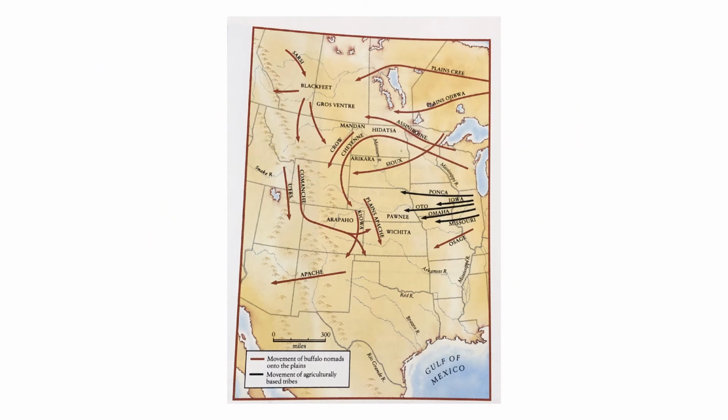Now, the ones with the black arrows, the Ponca, Iowa, Oto, Omaha, and Missouri, are the ones that came from the Missouri and Illinois area, closer to the Mississippi River, out onto the eastern part of the plains. And most of them also were agricultural. Then you've got the buffalo nomads.